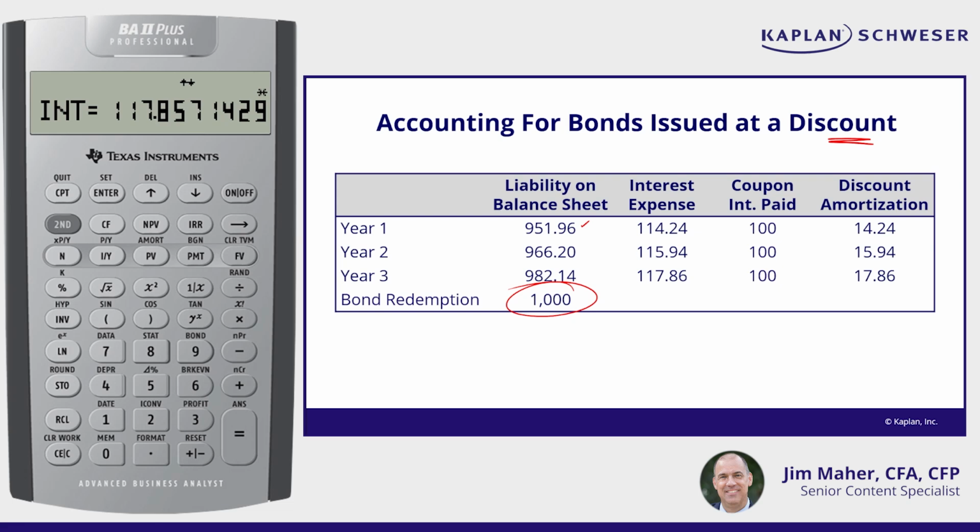There's the interest expense that would be recorded each year. Our coupon does remain the same, right? So what we're really doing here is we're looking at interest expense being our coupon paid plus the discount amortization each year, okay? And that reconciles our numbers for our accounting for bonds issued at a discount.